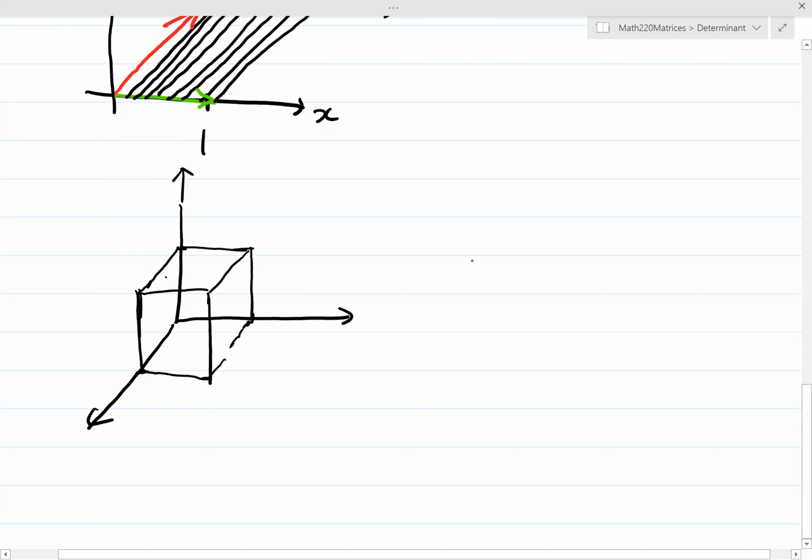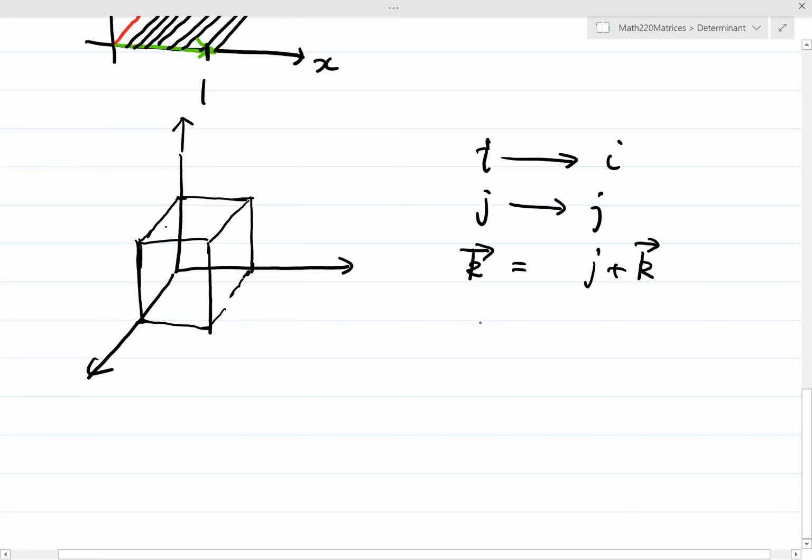Now, for instance, the A is, let's do it like this. X is just X. So I will be I, J will be J. K we map to, for instance, J plus K. Okay. So this matrix will be I, J, K is 1, 1. So this is matrix A.